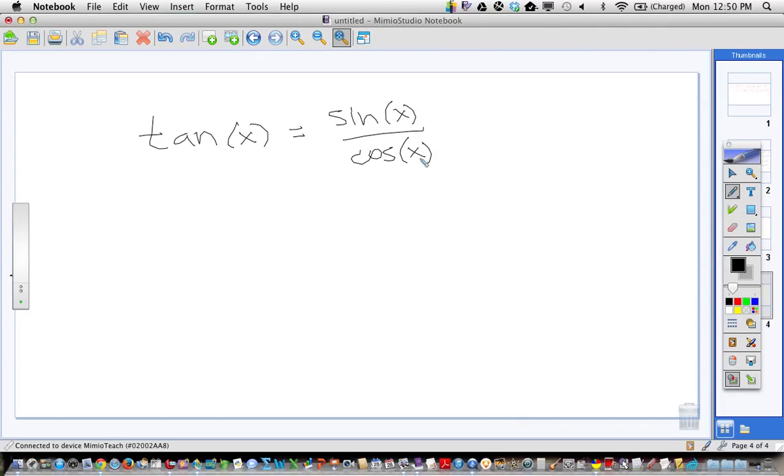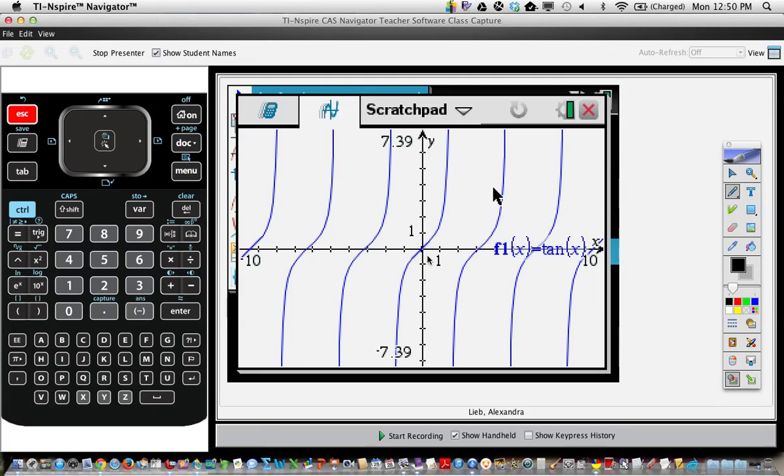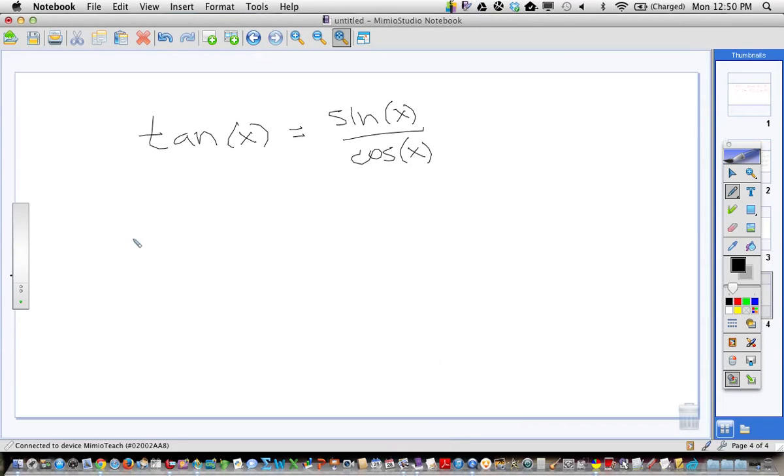Origin symmetry, what else? Opposite in, opposite out. Now, the fact that they said use sine and cosine means you would not be able to just look at a graph and say, hey, it has origin symmetry, so it's an odd function. I mean, clearly it has origin symmetry. It is an odd function. But the question said use sine and cosine. Okay? So here's what you would need to do for part C.